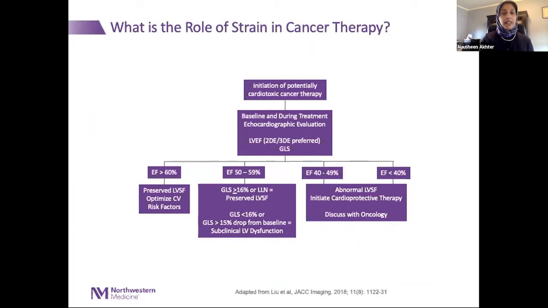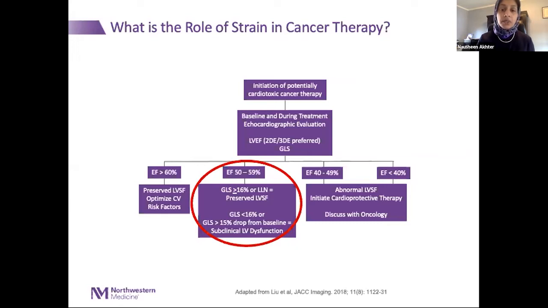What is the role of strain in cancer therapy? This is a question I get asked quite a bit. It's very clear what to do when patients have normal ejection fraction and those who have a reduction in ejection fraction that's severe. The most interesting group are those patients who have a mid-range ejection fraction between 50 to 59%. And in this group in particular, strain can shine as a second objective parameter of cardiac function and mechanics.